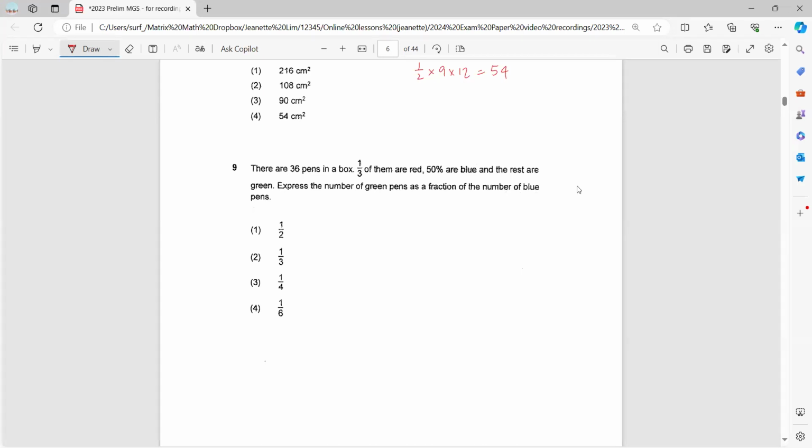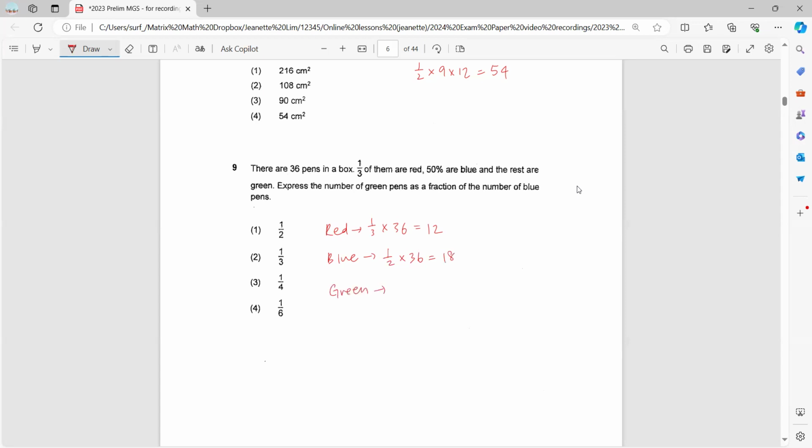So let's find the exact numbers. Red is 1/3, so 1/3 of 36 is 1/3 times 36, which is 12. Blue is 50%. 50% is half. So half of 36 is 18. And the rest will be green.